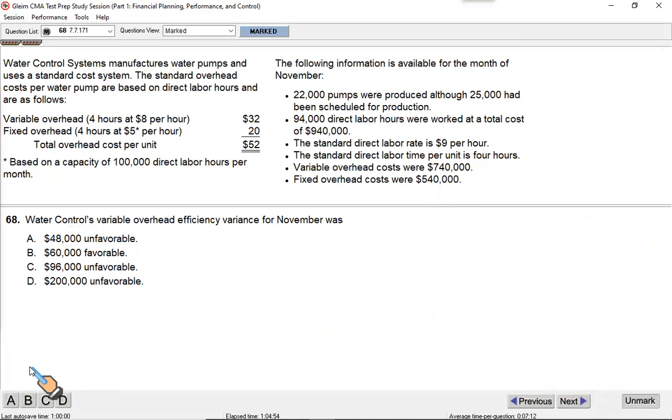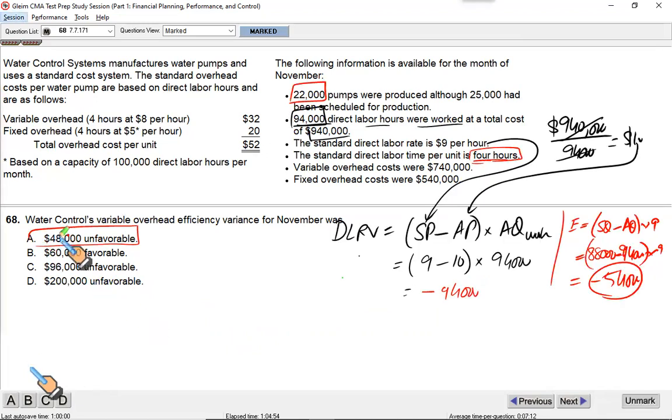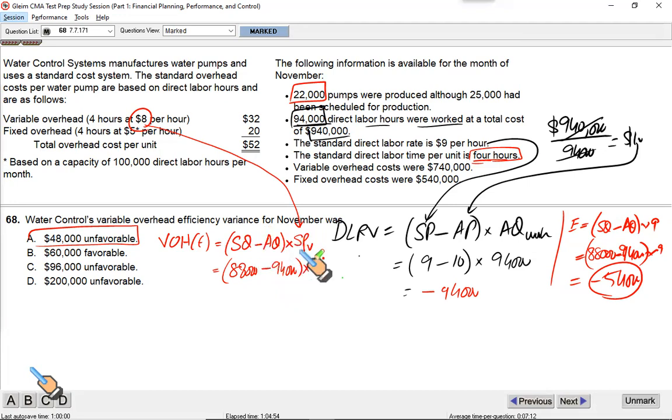Now, in this question, we are required to calculate the variable overhead efficiency variance. We know the formula. Variable overhead efficiency variance is how many hours we should have used minus how many hours we actually used for labor, multiplied by the variable overhead rate. Remember, SP here is the variable overhead rate, which is given right here: $8 per labor hour. Standard hours we should have used were 88,000, but the actual labor hours were 94,000, multiplied by the variable overhead rate, that is 8.